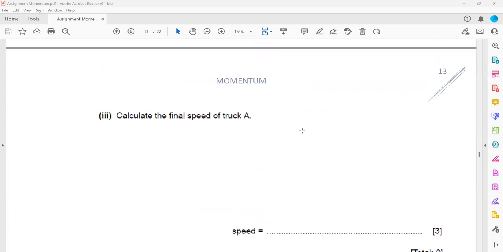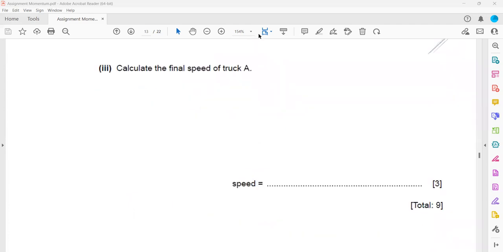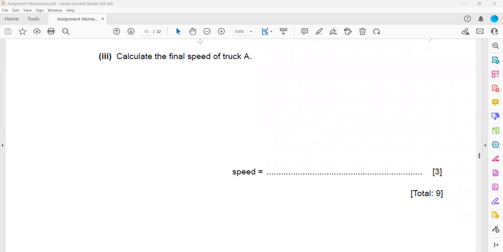Calculate the final speed of truck A. According to the principle of conservation of momentum, the total momentum before is equal to the total momentum after. Truck B, before the collision, was stationary, so its momentum is 0 kilogram meter per second. Then truck A had a mass of 6,000 and was moving towards truck B at a speed of 5, so 6,000 times 5. So the total momentum was 30,000 before they collide with each other.